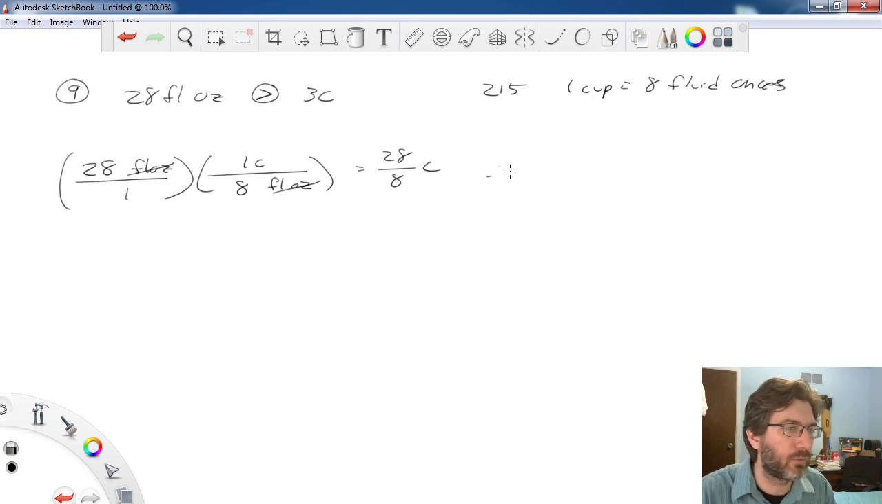But I could get you an actual number here. I can just divide it out. 28 divided by 8 gives you 3.5. So this is equal to 3.5 cups. You got to compare cups to cups.